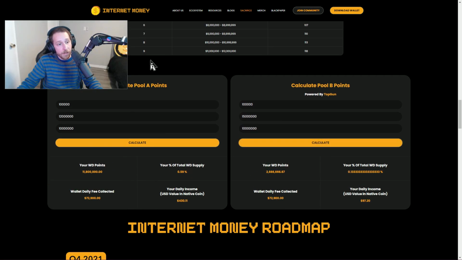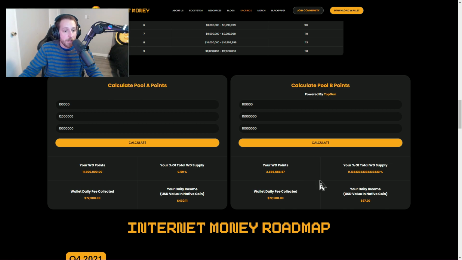Let me move my screen up here. And you can see the differences. So there's less points achieved in pool B. Your percent of the WD supply will be less. Wallet daily fee collected will be the same because the volume is the same. And your daily income will be less as well. Now, again, you could play around with this number because, again, read the rules above. But this number varies a little bit. So if I put 13, then you're going to see this number change.